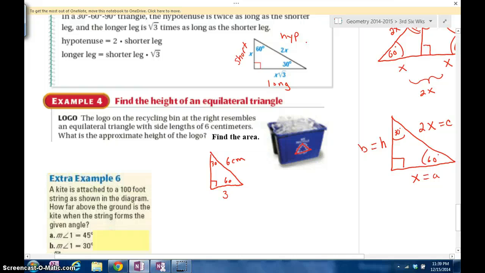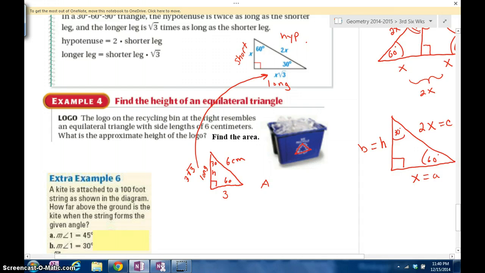And if you remember our rule for the long side, which is x square root 3, x is the short side, and since the short side is 3, we simply substitute the 3 for x. So we have 3 square root of 3, and that would be the height of this triangle. Now that we have the height, we can find the area.